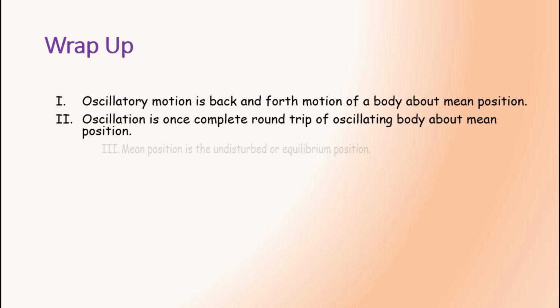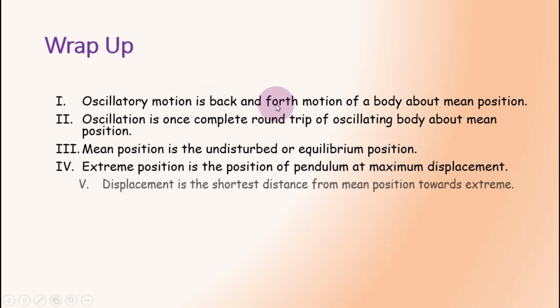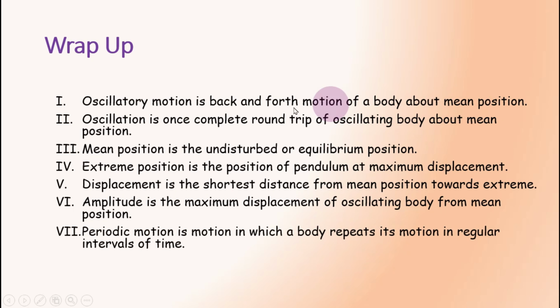Finally, let's wrap up today's lesson. What we studied is that oscillatory motion is the back and forth motion of a body about mean position. What is meant by oscillation? Oscillation is one complete round trip of the oscillating body about mean position. What is mean position? Mean position is the undisturbed or equilibrium position or resting position or the middle position of the swinging body. Extreme position is the position of the pendulum at maximum displacement. Displacement is the shortest possible distance from mean position towards left extreme or right extreme.